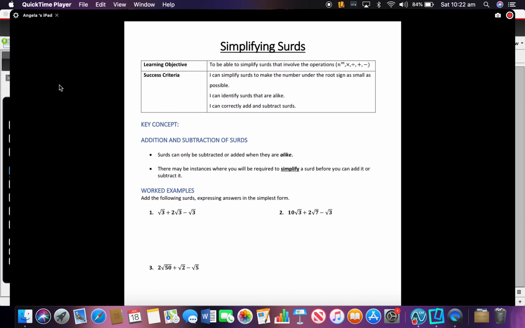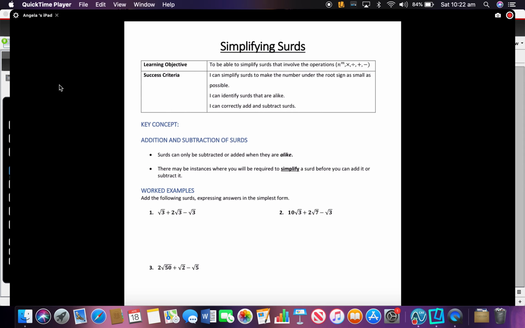So for this particular video, we're going to be looking at simplifying surds, and specifically simplifying them when we're going to add or subtract them. The key thing to remember is that surds can only be added or subtracted when they are alike, or in algebra when we call them like terms.